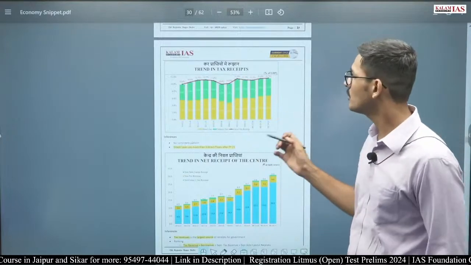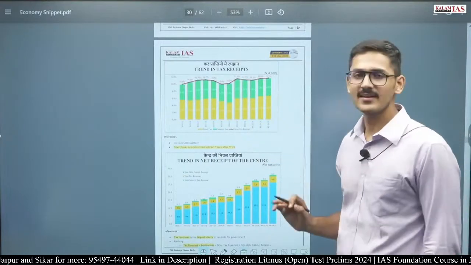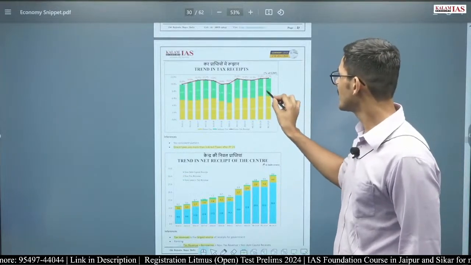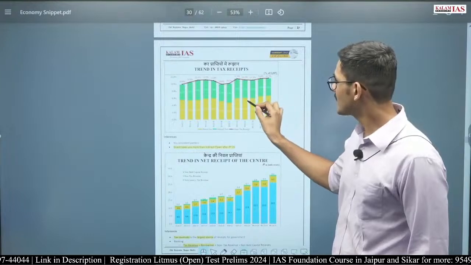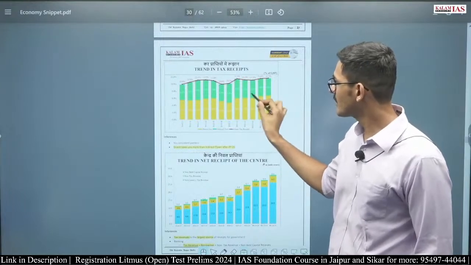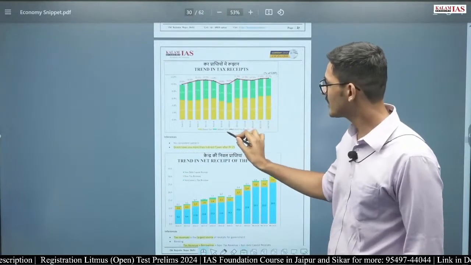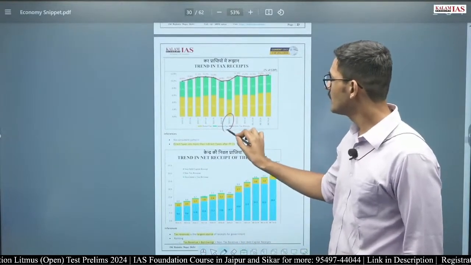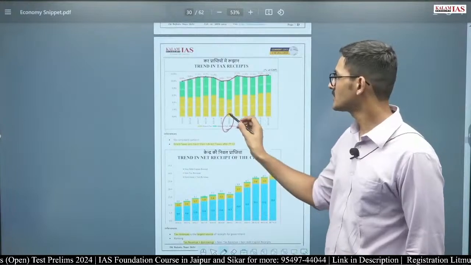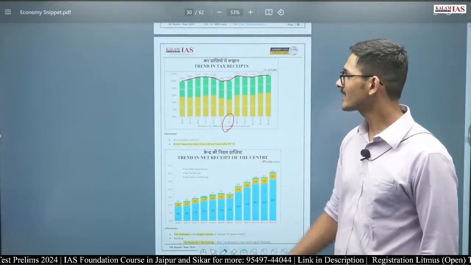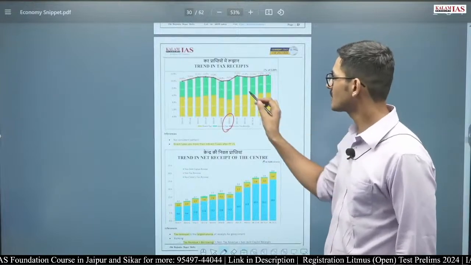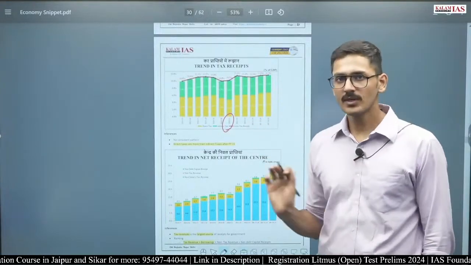Second thing that you have to know, the share of direct and indirect taxes. Currently direct tax is more than indirect tax, which has been the case except the financial year 21. Except the financial year 21, the direct tax was more than indirect tax. Even before that also, the direct tax was more than indirect tax. After that also, the direct tax was more than indirect tax, except the financial year 21.